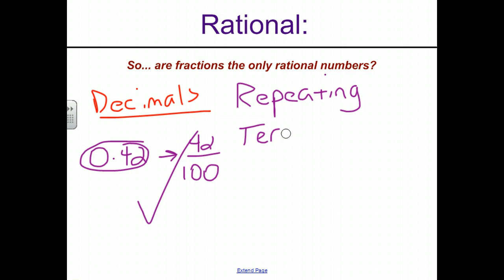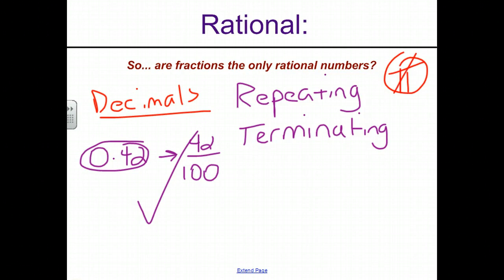Now, it's important to note here that the other types of decimals, decimals that are non-repeating and non-terminating, of which there's not very many of them, things like the square roots, things like the number pi that's used in geometry. Pi is not a rational because it never repeats, it never terminates, and it can't be written specifically as a fraction. So repeating and terminating decimals are fractions.